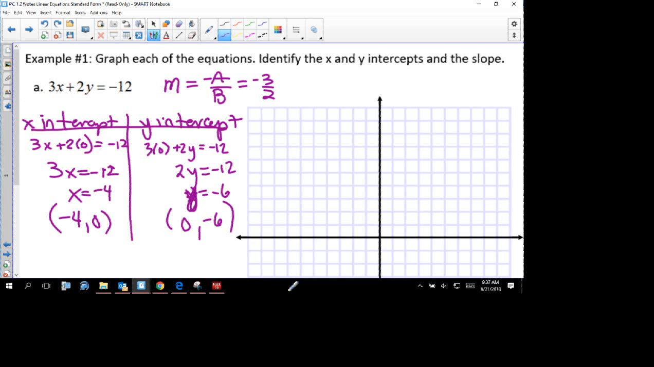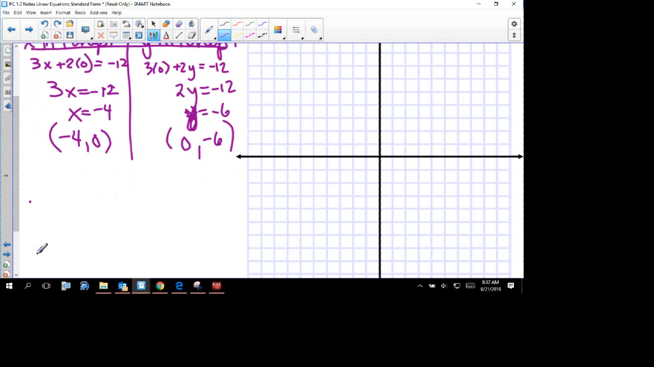Now we're going to plot the information: negative 4, 0, and 0, negative 6. And we all have straight edges. I'm going to almost always give you these graphs that have 10 for each axis, like 10 positives, 10 negatives, so that instead of counting where 7 is, you could just count back 3, make it a little bit easier on yourself. I almost always do that.